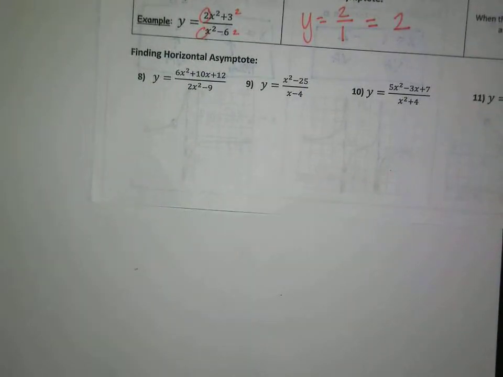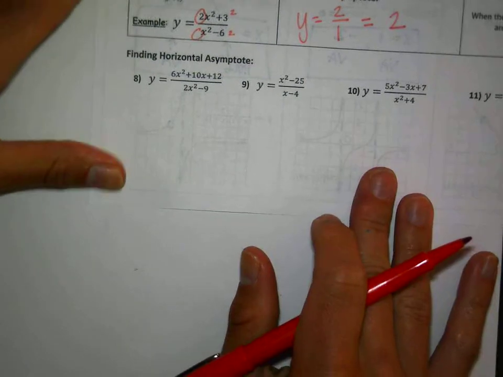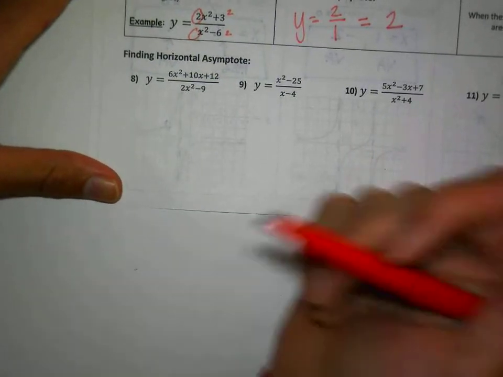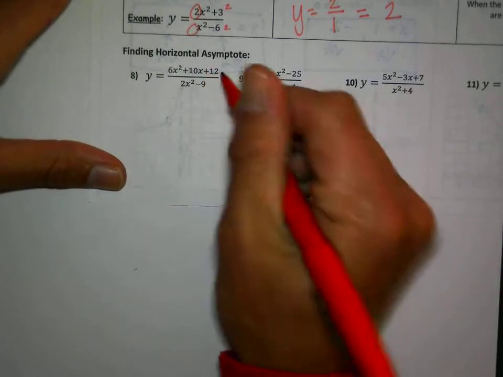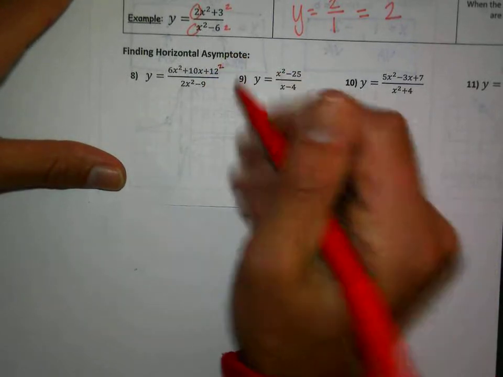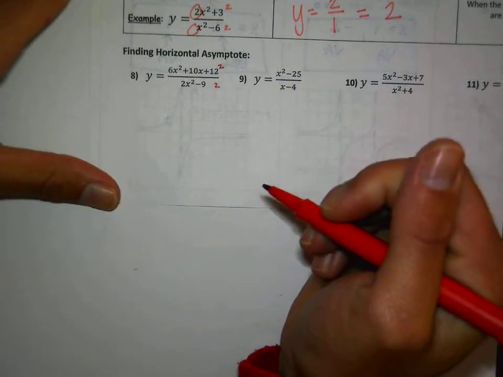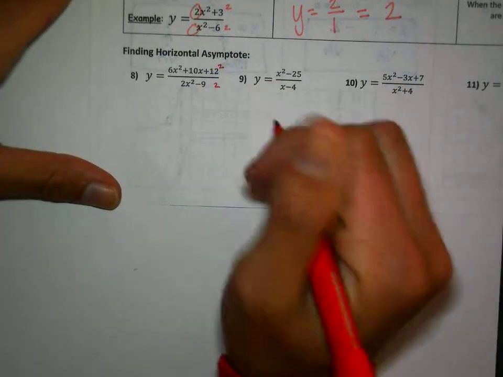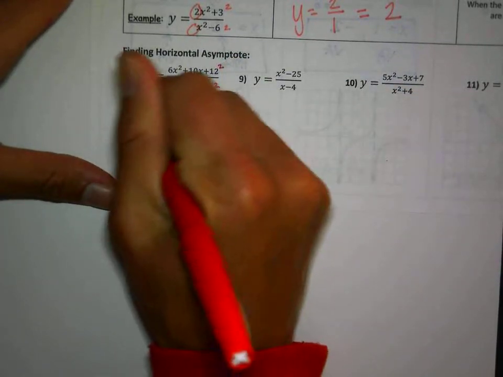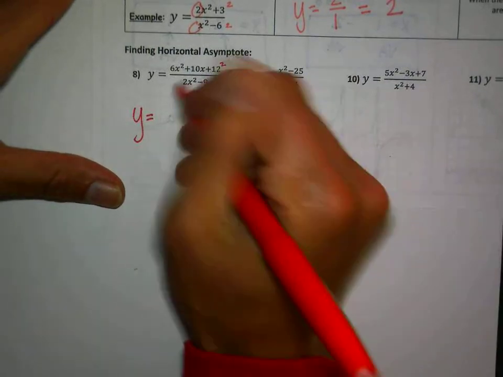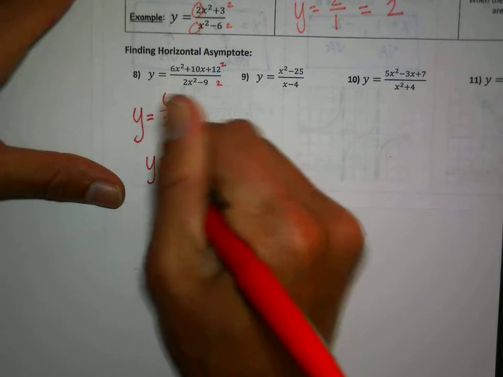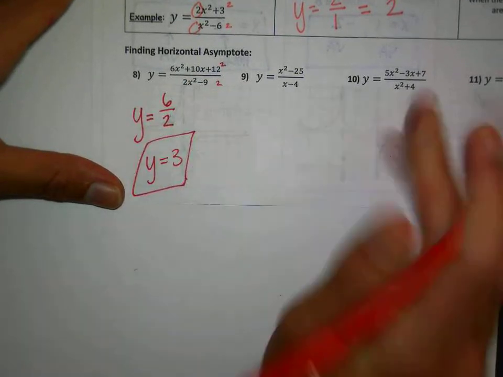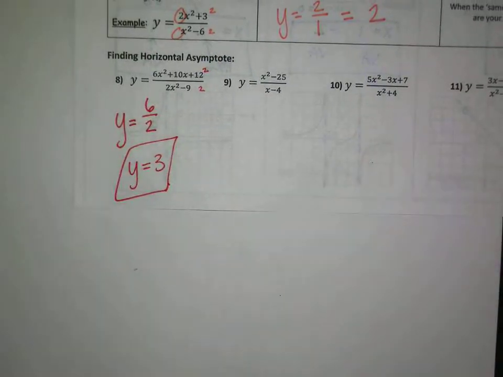All right, we just have these 4 examples here and then I'll be done. Try not to look at your chart. Use the rhymes. What is the degree of the top? 2. What's the degree of the bottom? 2. So the degrees are the same. When the same, coefficients are your game. What is the coefficient of the top? 6. The bottom? 2. What is 6 divided by 2? 3. So y equals 3.